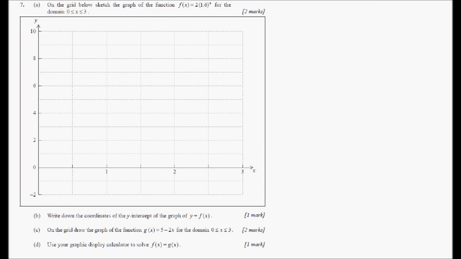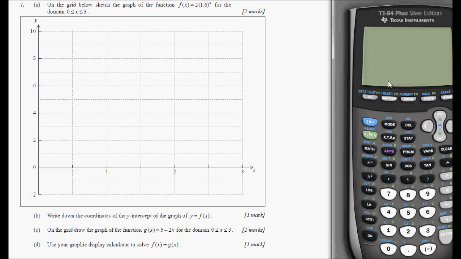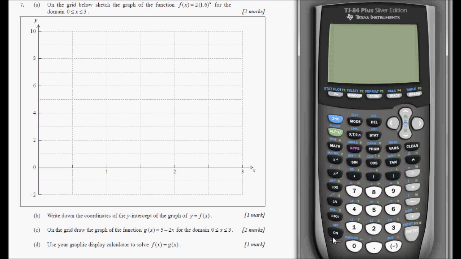Okay, so for the second problem here, it says on the grid below, sketch the graph of the function f of x equals 2 times 1.6 raised to the x power for the domain 0 to 3. It's very common that they give you a function and then restrict the domain, which is actually kind of nice. So I'm going to put the 2 right in here, raised to the x power. Now they're going to restrict the domain, so I'm just going to restrict this from 0 to 3 and see what it looks like.